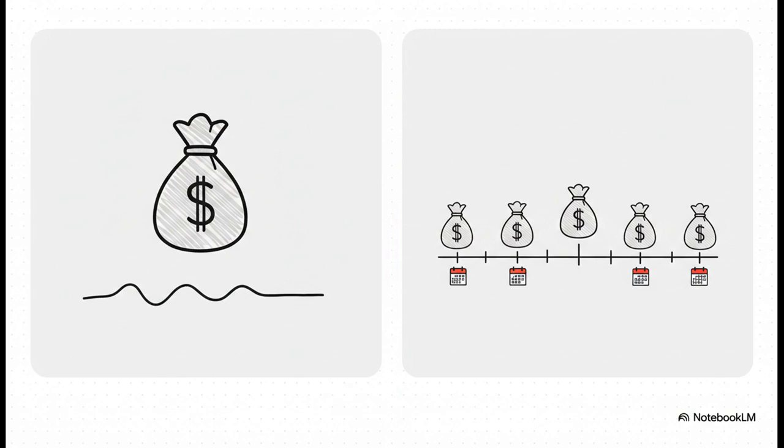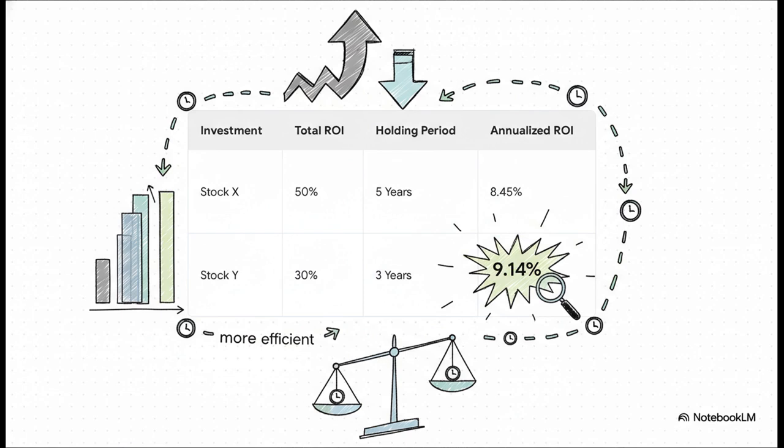Think about it. A 30% return is amazing if you got it in 1 year. But what if it took you 10 years? Not so great anymore. Annualized ROI fixes this. It tells you your return on a per-year basis, which is absolutely essential if you want a true apples-to-apples comparison between different investments. And this is where it gets really interesting.